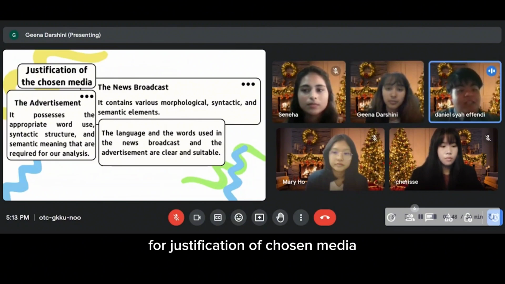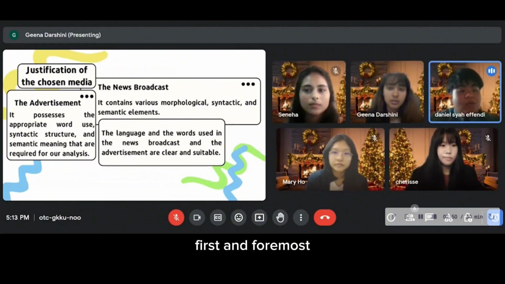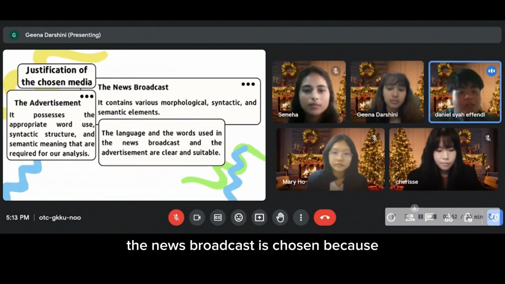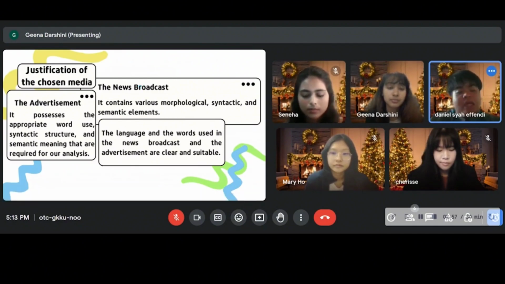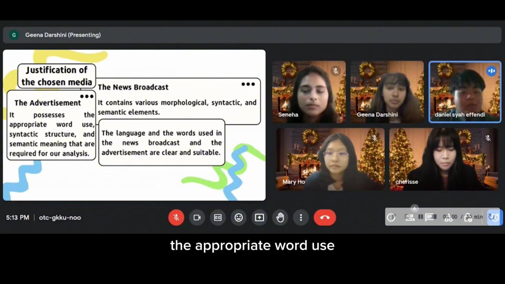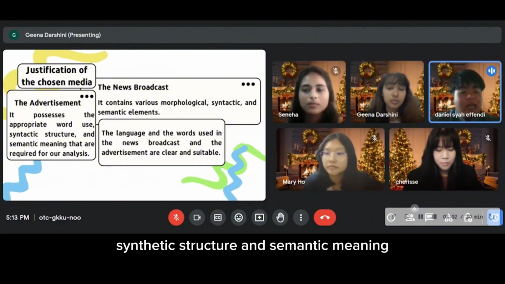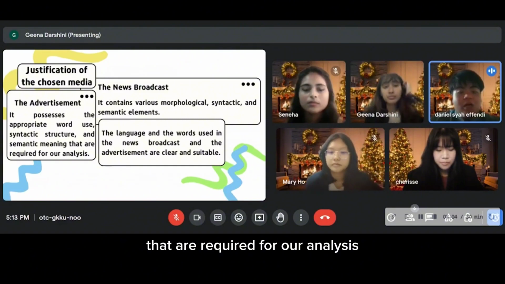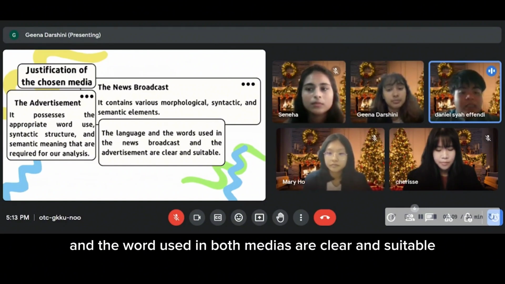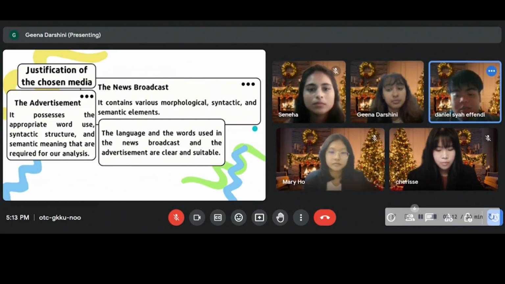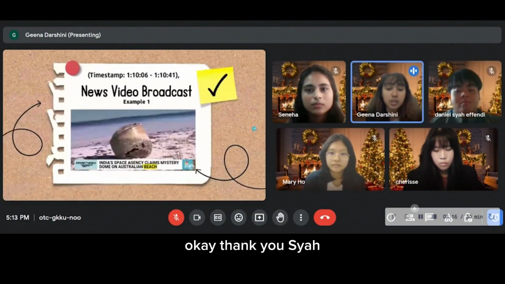For justification of chosen media, first and foremost, the news broadcast is chosen because it contains various morphological, syntactic, and semantic elements. The advertisement that we chose possesses the appropriate word use, syntactic structure, and semantic meaning that are required for our analysis. Lastly, the language and the word use in both media are clear and suitable. I'll pass to the next presenter. Okay, thank you, Shah.